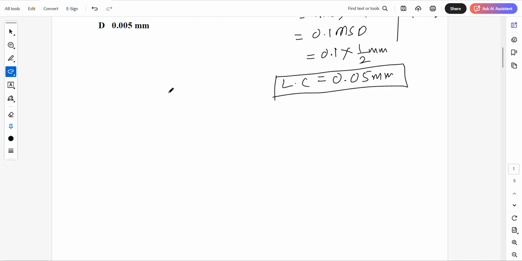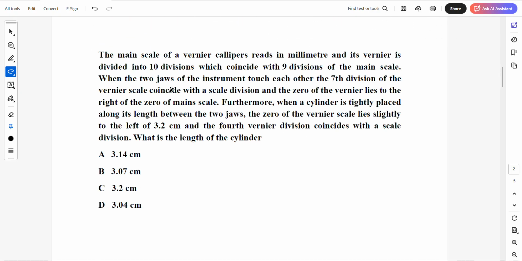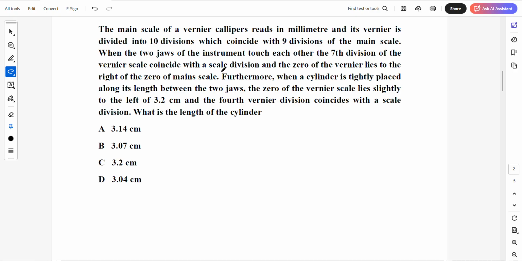We'll go to the next problem. It is saying the main scale of a Vernier caliper reads in millimeter and its vernier is divided into 10 divisions which coincide with 9 divisions of the main scale. Now, what is the formula? Least count is equal to 1 MSD minus 1 VSD. They have given here 10 VSD is equal to 9 MSD.